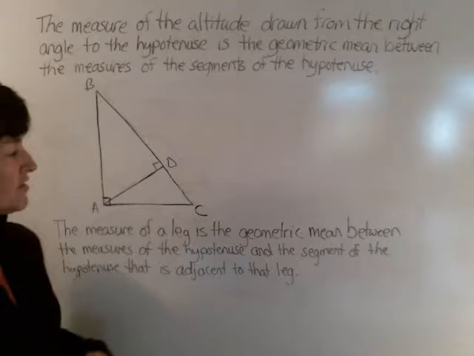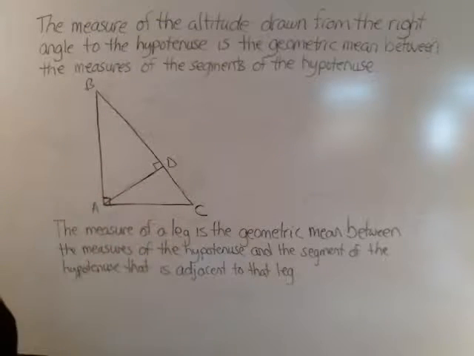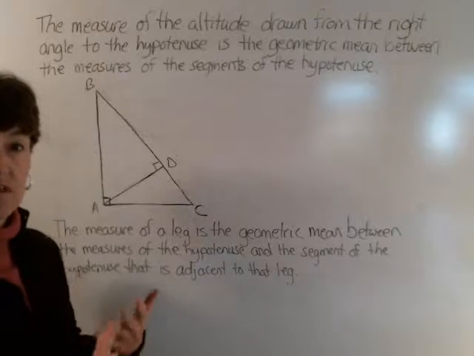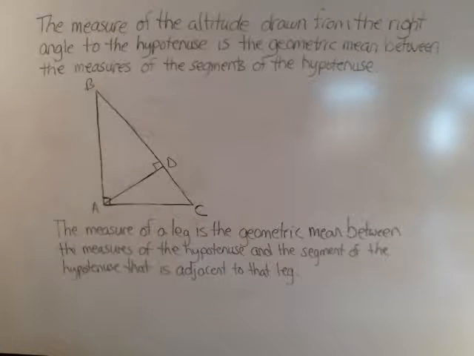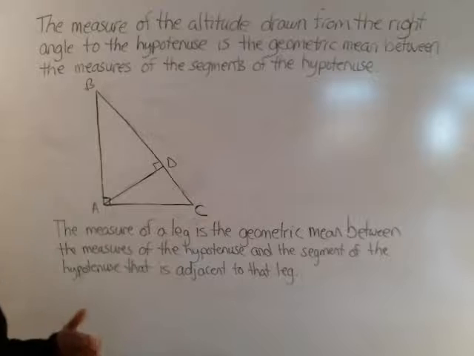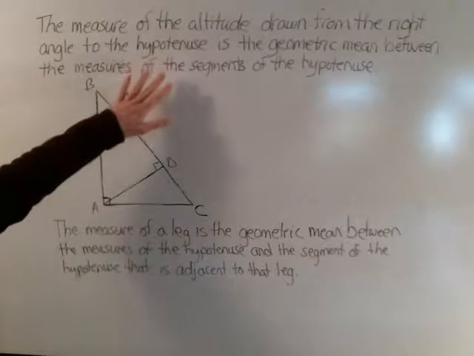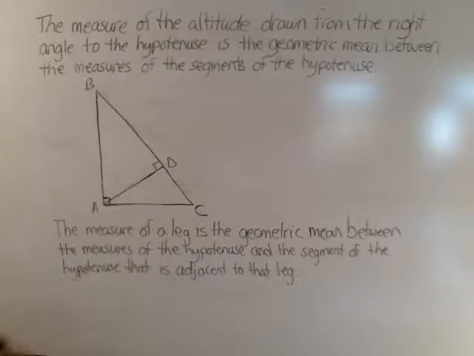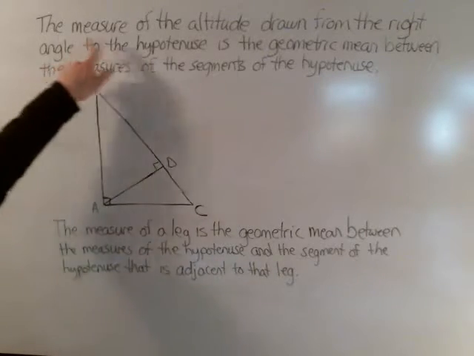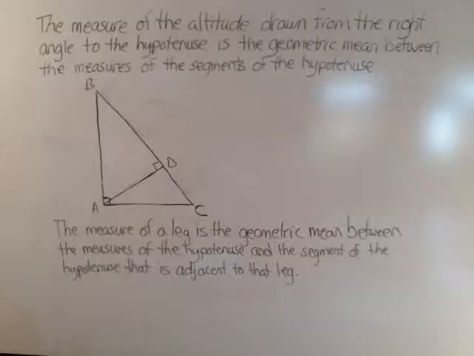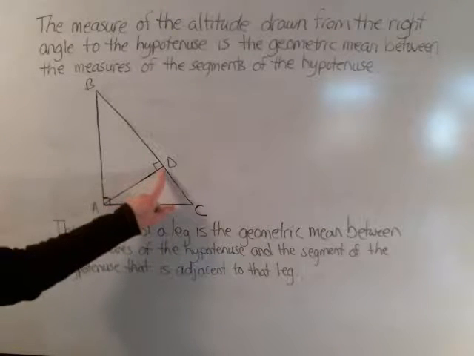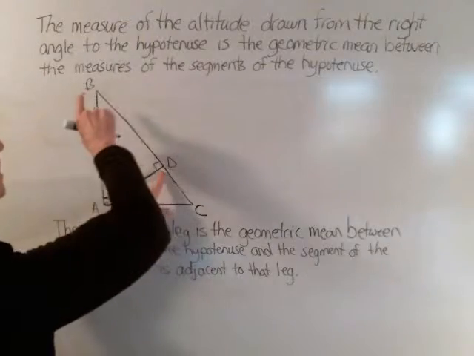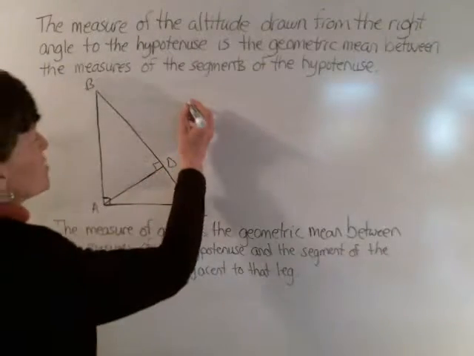Now we've seen previously that all three of these triangles are similar. That means we can write the proportions that relate their sides to each other. Well, if we do that, then we will discover the equations that illustrate these two theorems right here. So let's look at this first theorem. The measure of the altitude drawn from the right angle to the hypotenuse, that would be AD in my drawing, is the geometric mean between the measures of the segments of the hypotenuse.